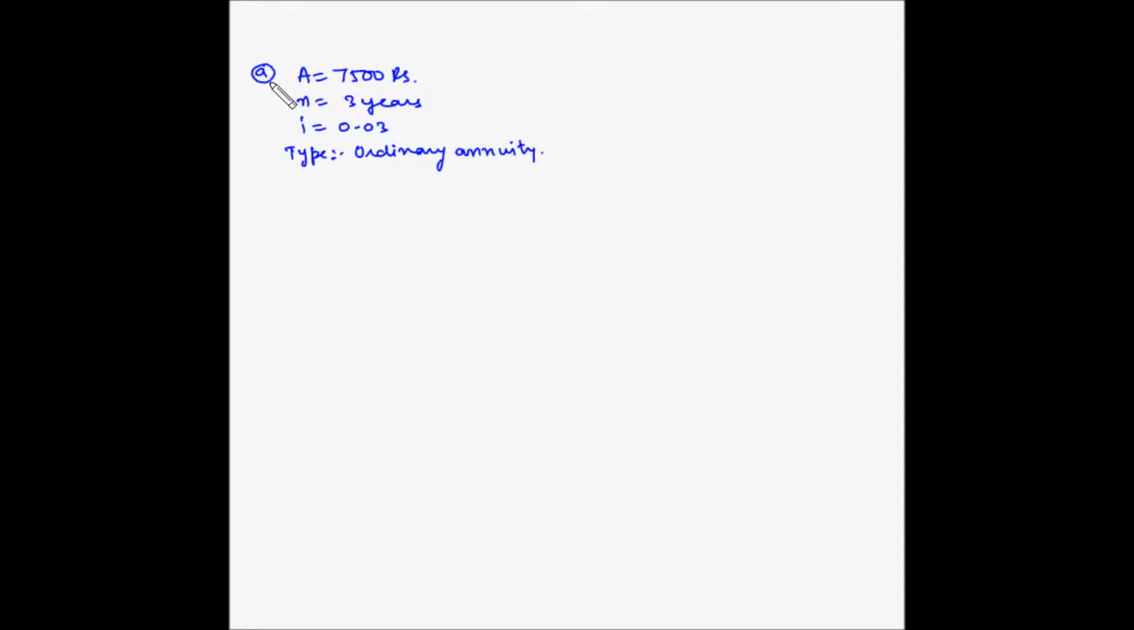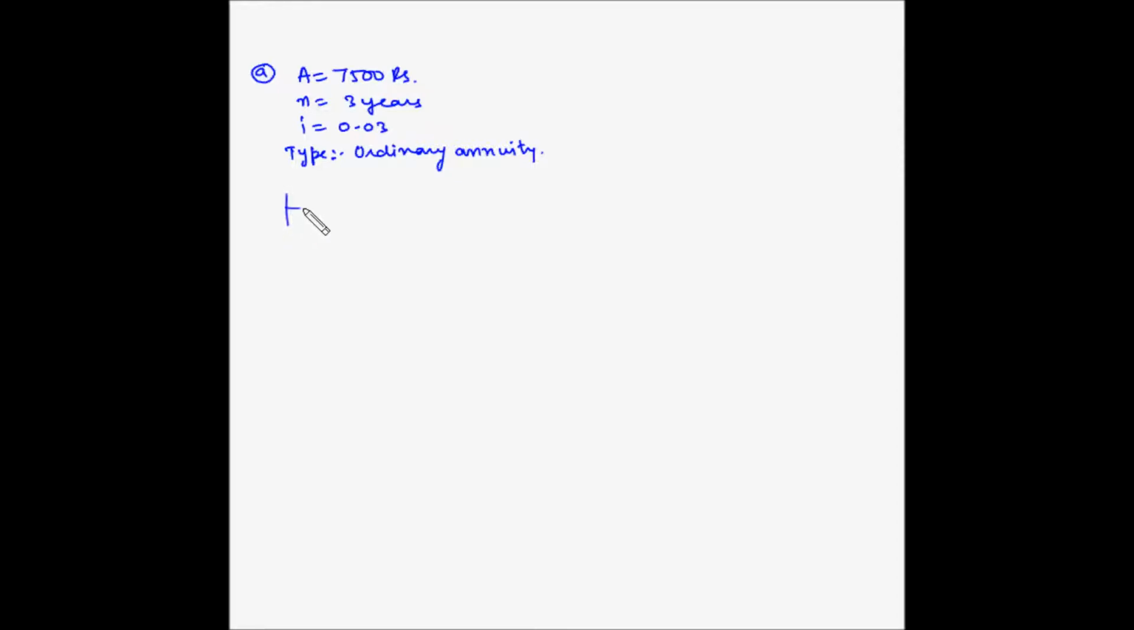So let's first take a look at part A. So the amount of money being deposited, or the annuity amount, is 7500 rupees per year. Now it is being deposited at the end of each year, so it's an ordinary annuity. The time frame for which it is being deposited is 3 years. Rate of interest is 3%, so I is 3 divided by 100, which is 0.03.